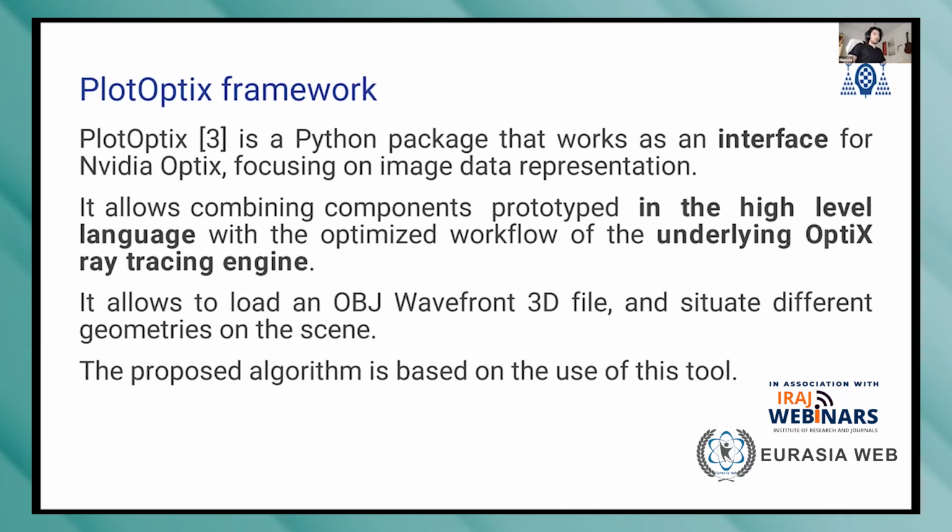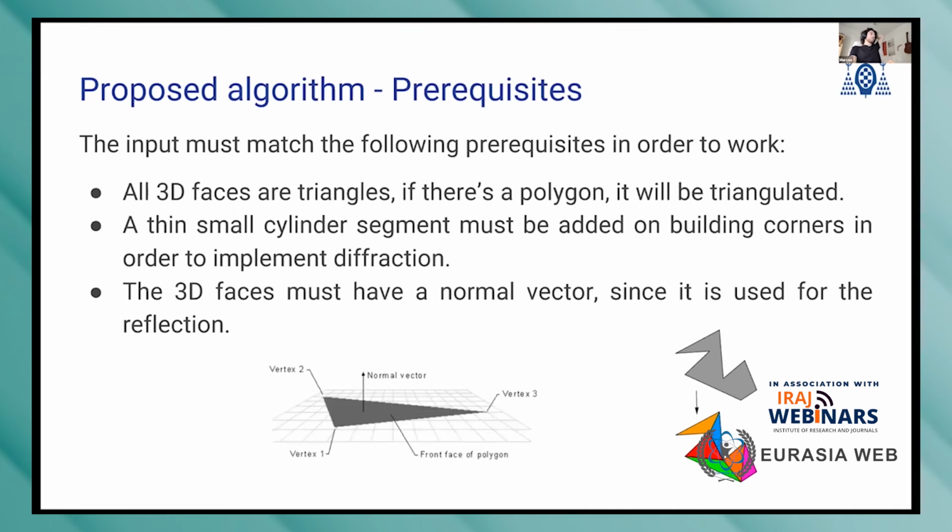So we will be writing very simple code in Python that transforms into very optimized but difficult code in OptiX. It allows us to load an OBJ Wavefront 3D file, which will be the city or the street where we want to run the simulation, and situate different geometries on the scene. The proposed algorithm is based on the use of this tool.